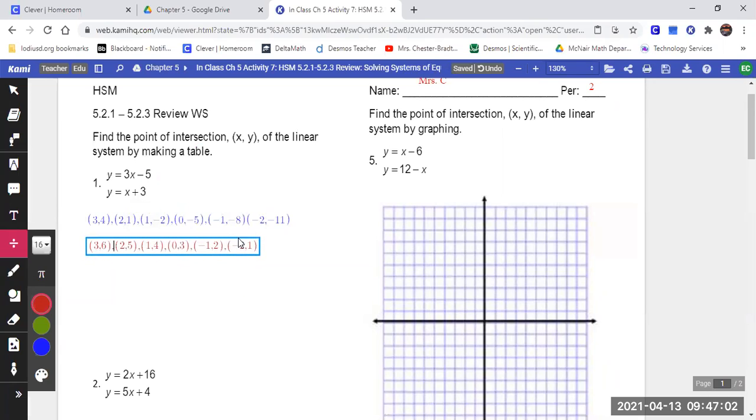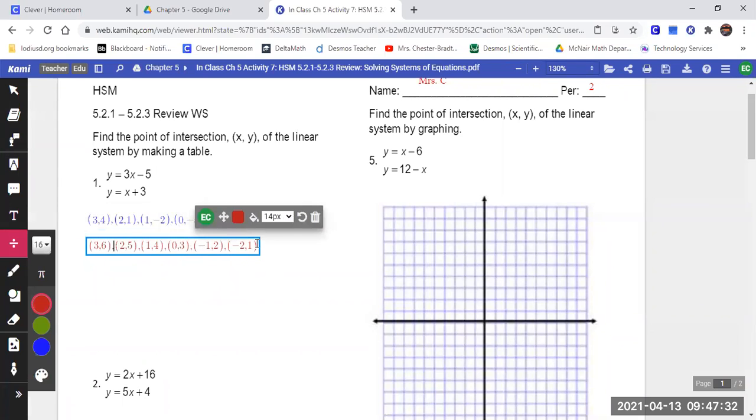Well, let's look. When I was at -2, they were 10 apart from each other, right? When I was at -1, they were only 6 apart from each other. When I was at 0, they were 2 apart from each other, right? So it looks like how far apart they are is getting smaller and smaller. That means they're coming to a crossing.